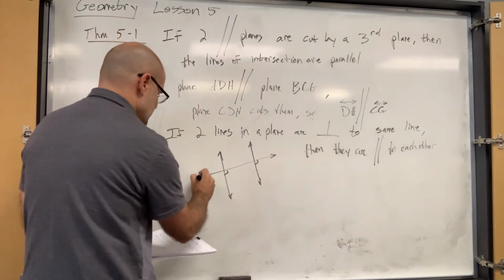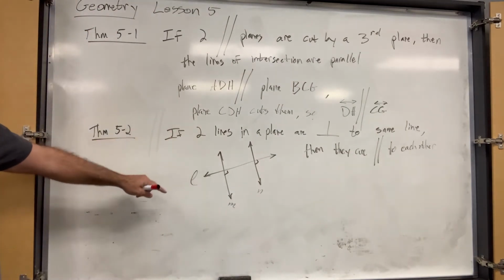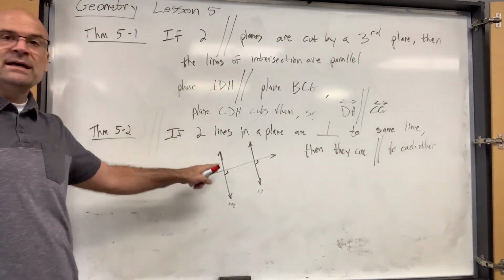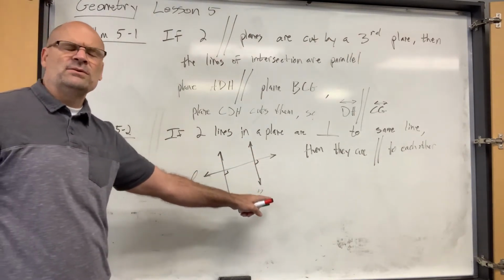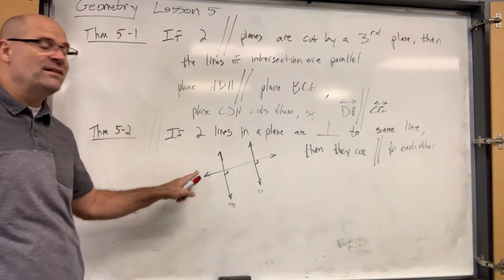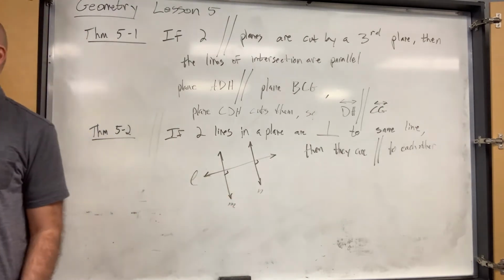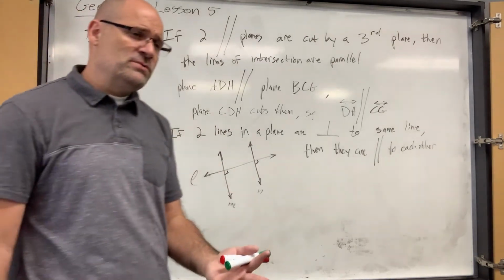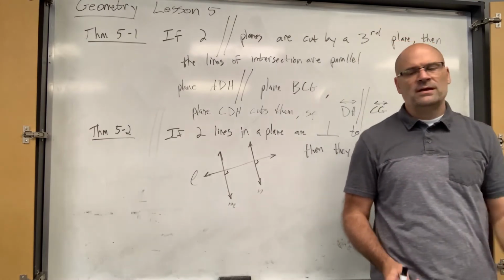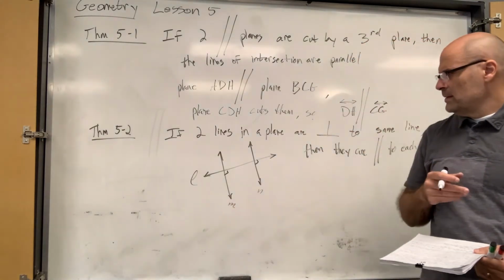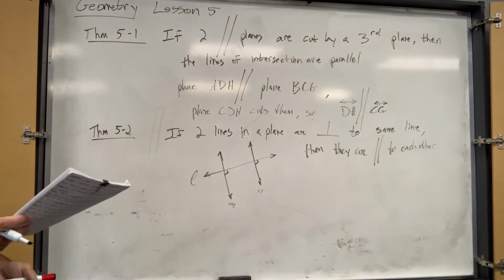So if this is like line L and this is M and N, if I attach some names to this theorem, if M is perpendicular to L and N is perpendicular to L, then M is parallel to N. Okay? So whenever you don't understand what they're saying in words, try to draw the scenario and then it'll make sense. So that's theorem 5.2.